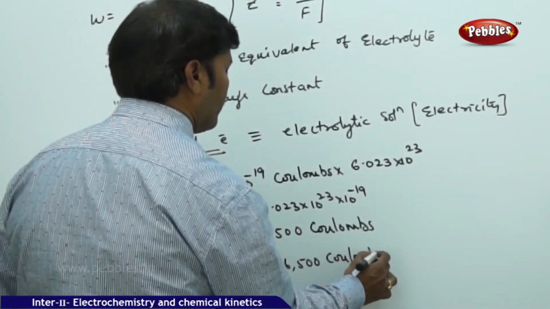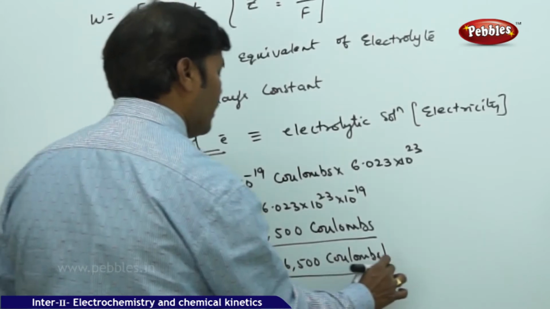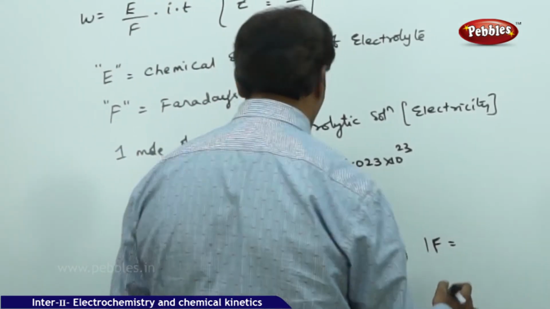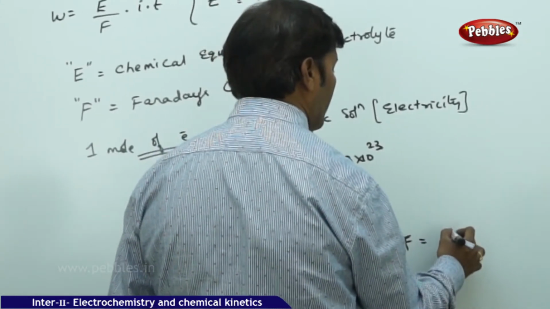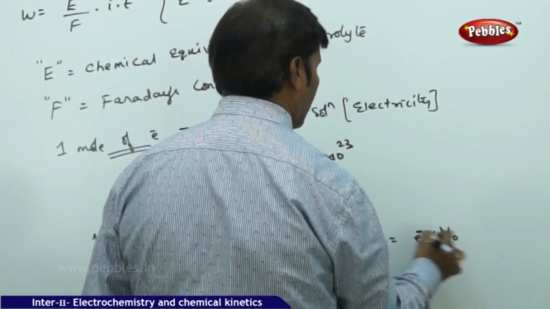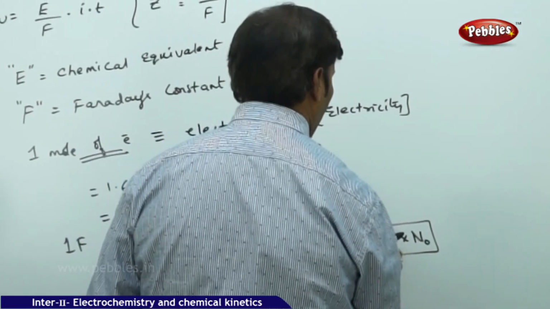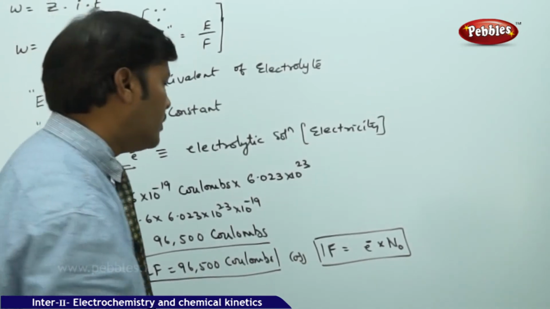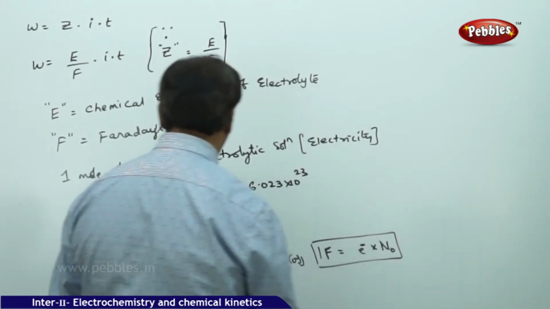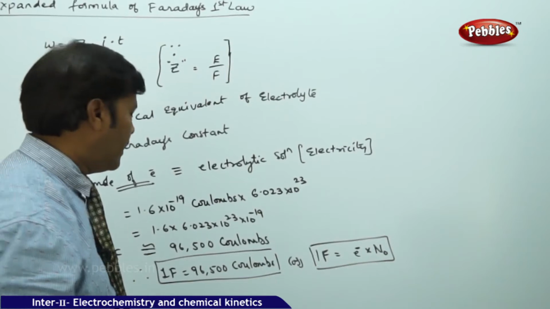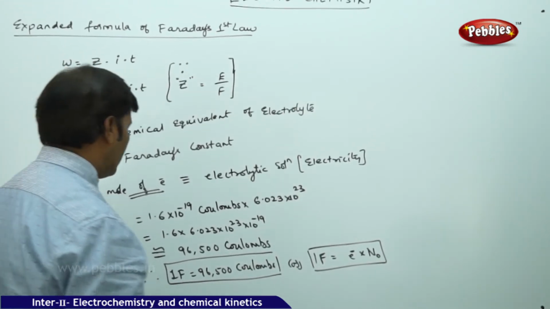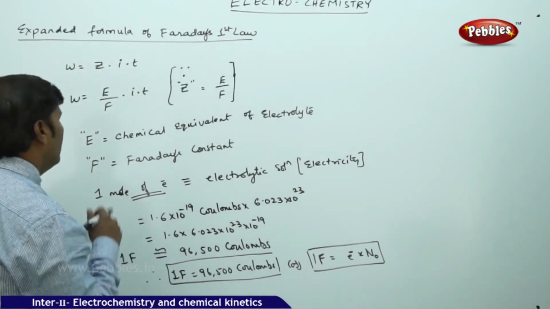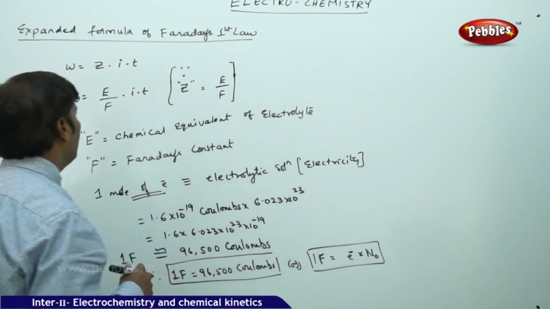It's a constant value, so we have to keep this in mind. As a shortcut, you can also write 1 Faraday as equal to e, the electronic charge, into N naught. Because when you substitute the charge of an electron, 1.6 into 10 to the power of minus 19 coulombs, and multiply it with Avogadro's constant, only then do you get this value of 96,500 coulombs. So now we have a clear picture of the Faraday's constant in the first law of Faraday during the electrolysis.